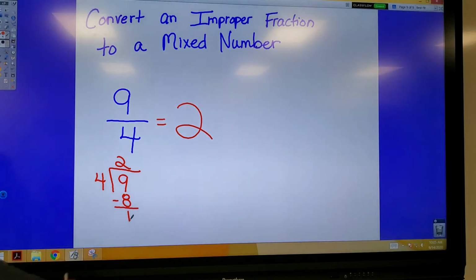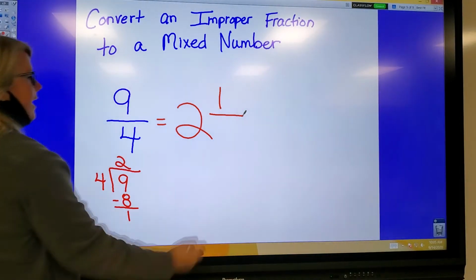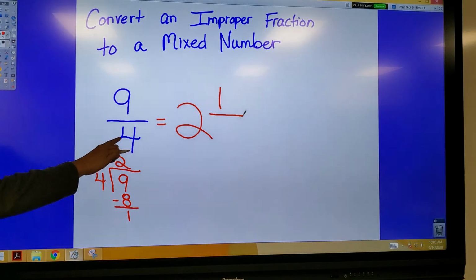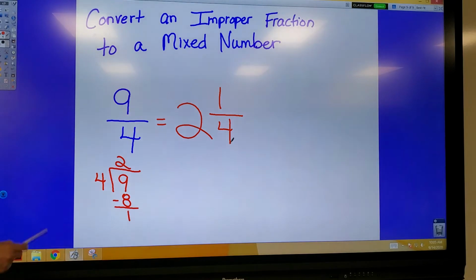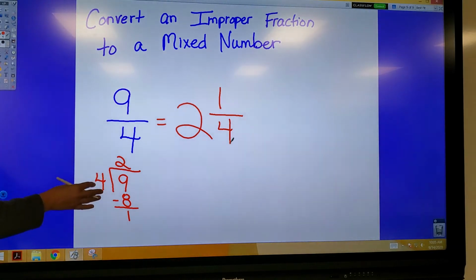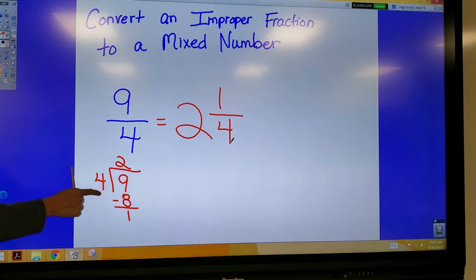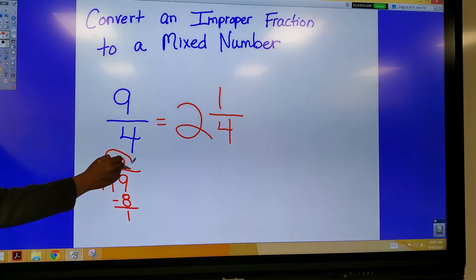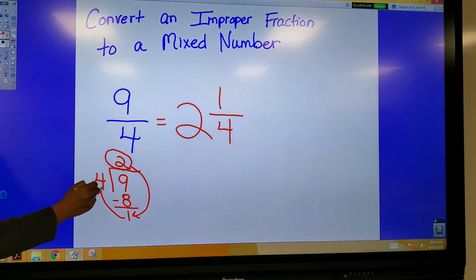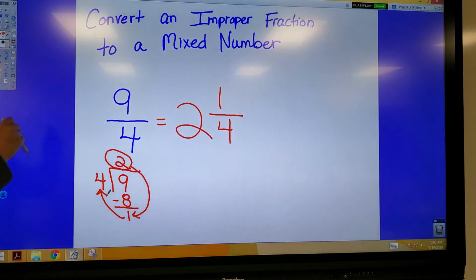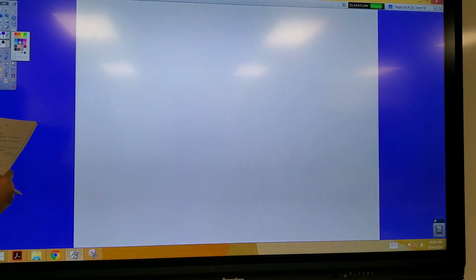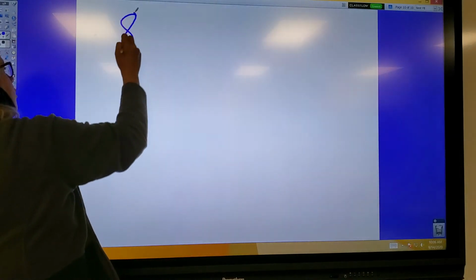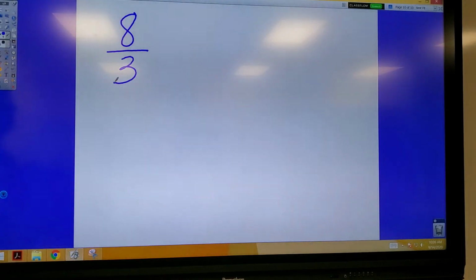And then whatever's left over, another word for that is the remainder. There'd be 1 left over. That's going to be your numerator. And the denominator stays the same. So the denominator was a 4, it's going to stay a 4. So 2 and 1/4. A lot of times people just do this in their head, which is fine. But if you aren't very comfortable with it, you can always write it out as a long division problem. Okay, let's do another one where you try doing it. How about 8 over 3.